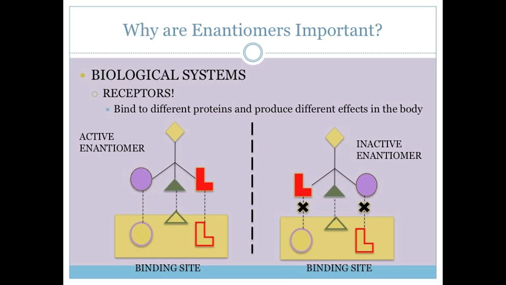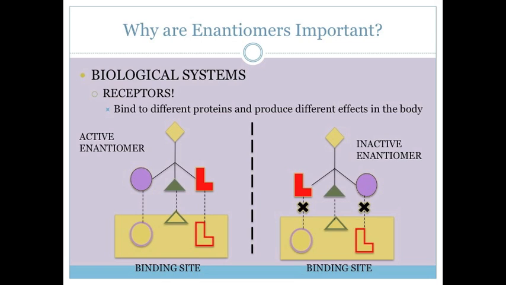There are two enantiomers that are trying to fit into this binding site. The enantiomer on the left fits into the binding site and is the active enantiomer. This is because it lines up perfectly. The circle goes with the circle, the triangle goes with the triangle, and the L-shaped atom goes into the L-shaped receptor. The enantiomer on the right does not fit into the binding site and is an inactive enantiomer. This means that it will not have an effect in the body.